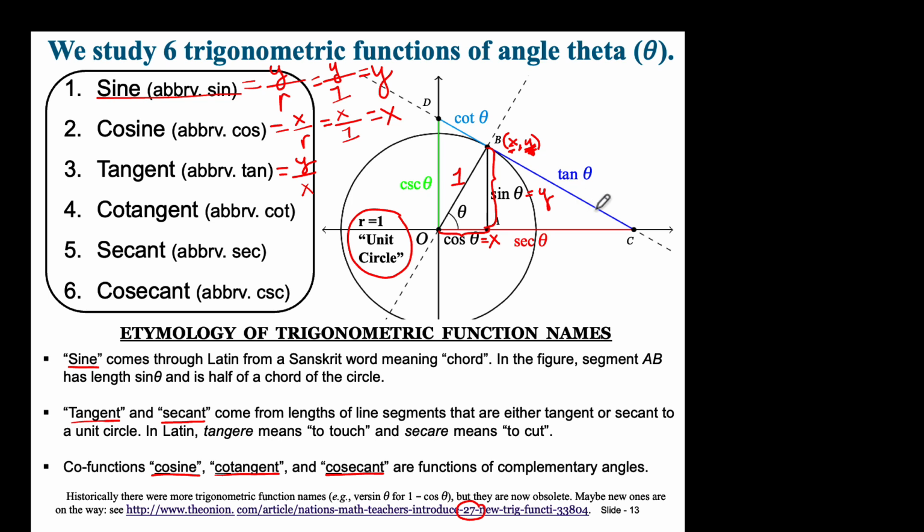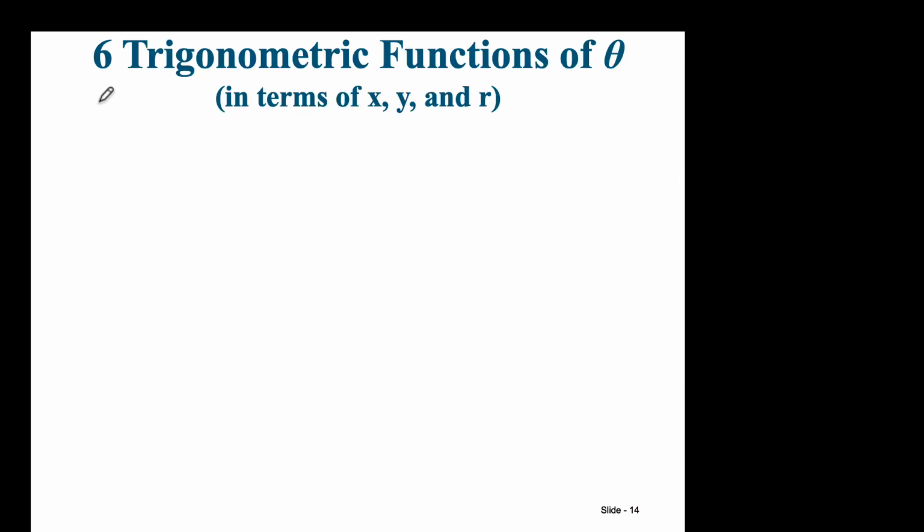So this length right here would be, you take the y coordinate of your point B, divide it by your x coordinate, and you have the value of tangent. All right, let's look at those 6 trigonometric functions of theta in terms of x, y, and r. So our angle theta is at the origin, in standard position.